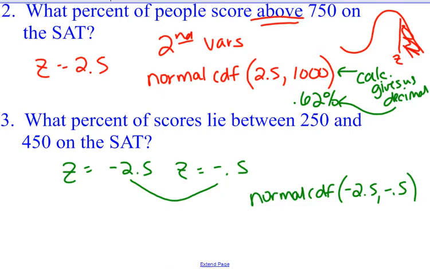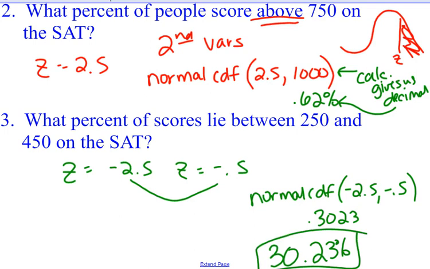So when I go back to my notes, the calculator gave me 0.3023. So I put my answer as a percent, and that's the same answer we got by hand. Looks good?